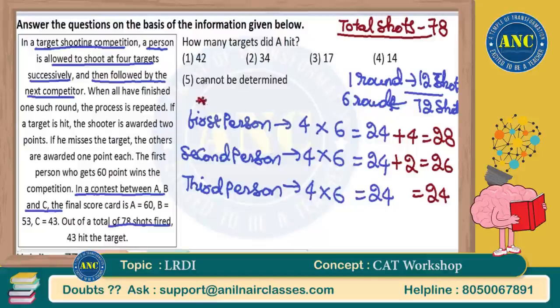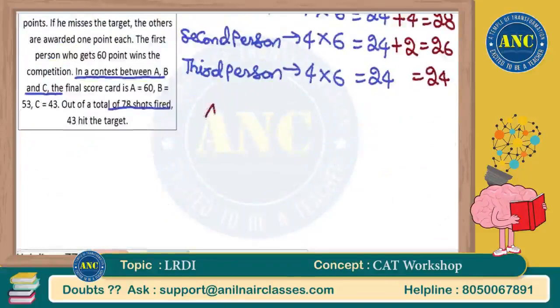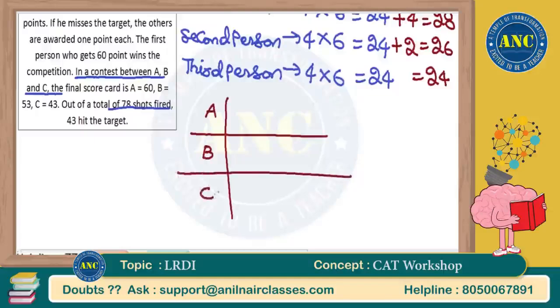First person will get an opportunity to shoot at the target 28 times, second person 26 times, third person 24 times. We don't know who is the first person, who is the second person, who is the third person. If I can map A, B and C with the first person, second person and third person, I will get the answer. Listen carefully to this question. So there are three people: A, next is B, next is C.